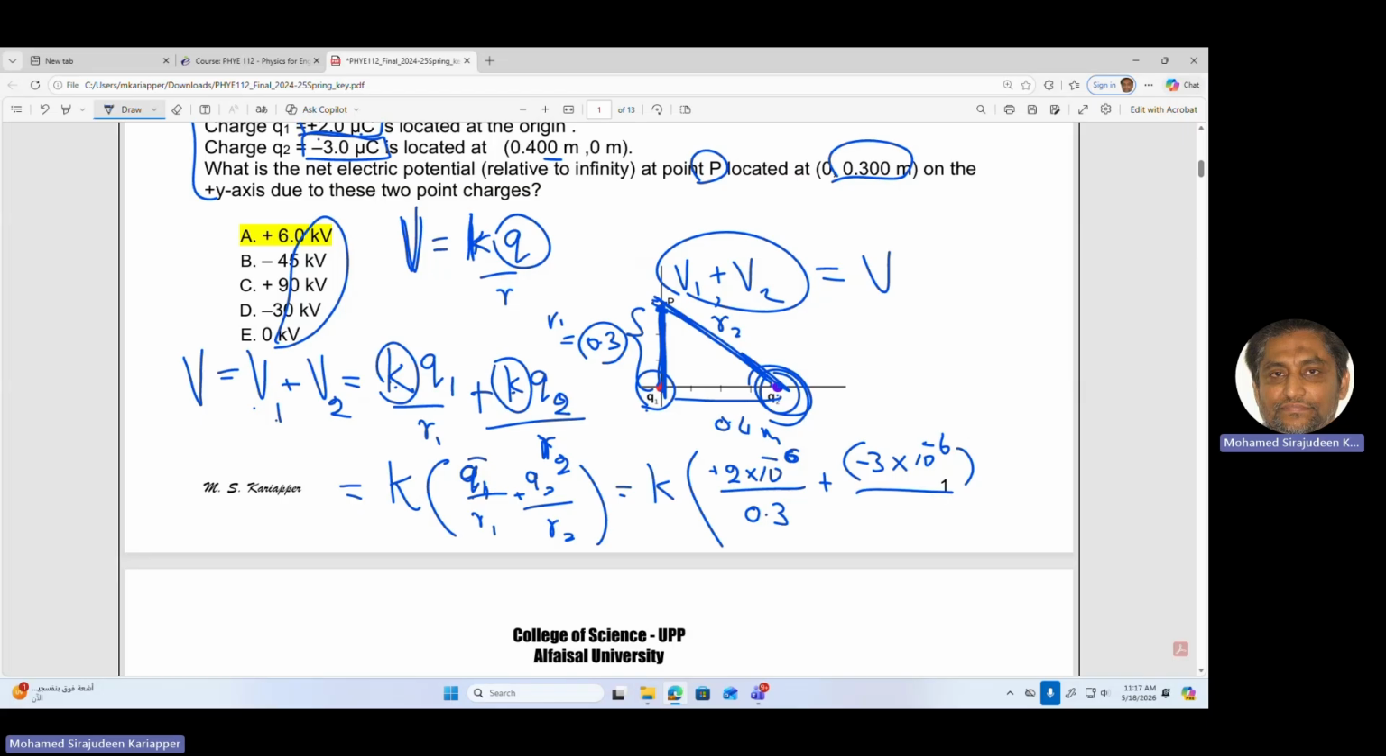Divide by R2. Is it given? No. This is given, this is given. It's a right angle triangle, so we can apply Pythagoras theorem. You have to remember 3, 4, 5. Sometimes it becomes handy, you don't waste your time. So that means this is 0.5 from Pythagoras theorem. That's it. Now, don't waste your time in calculating. You should know how to use your calculator very effectively without wasting time.